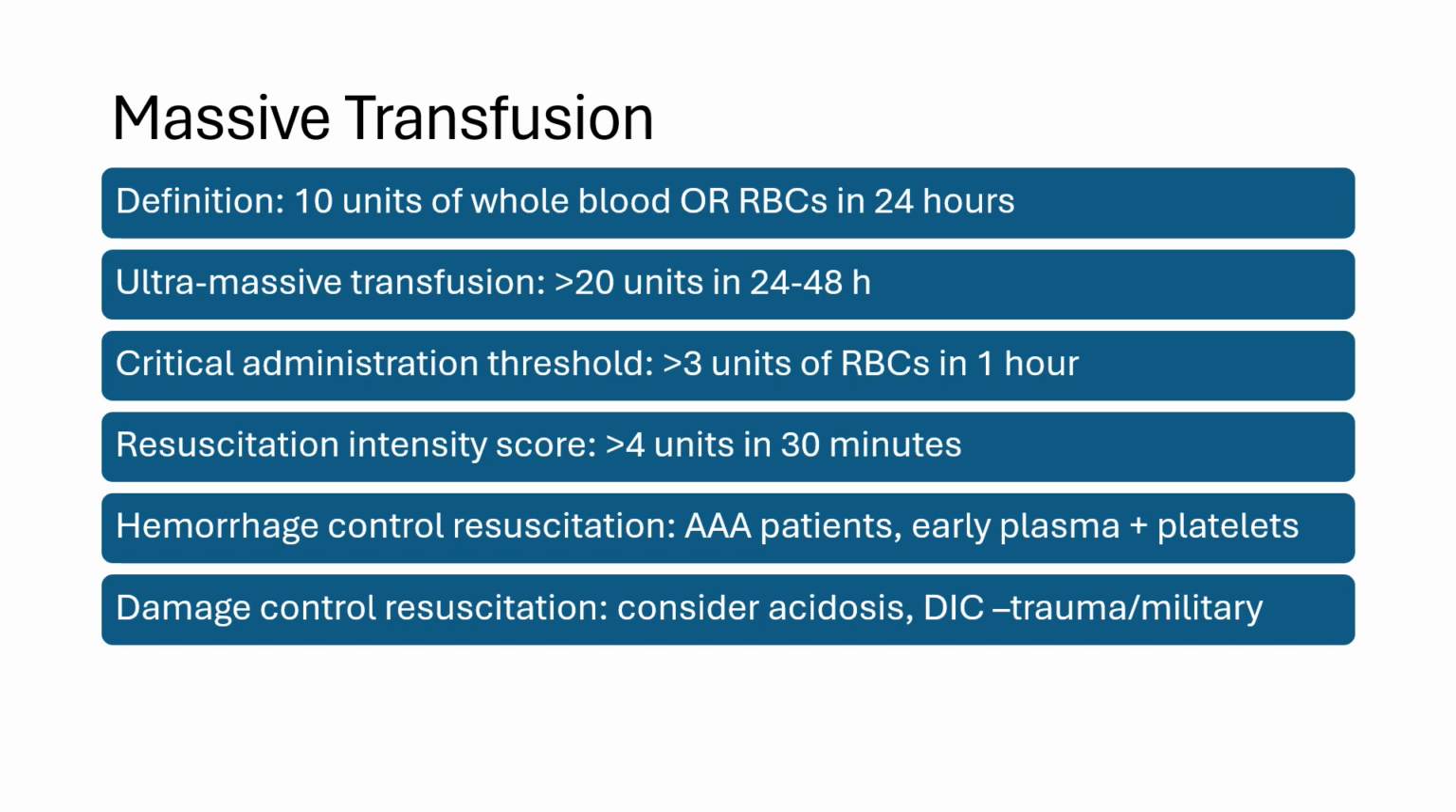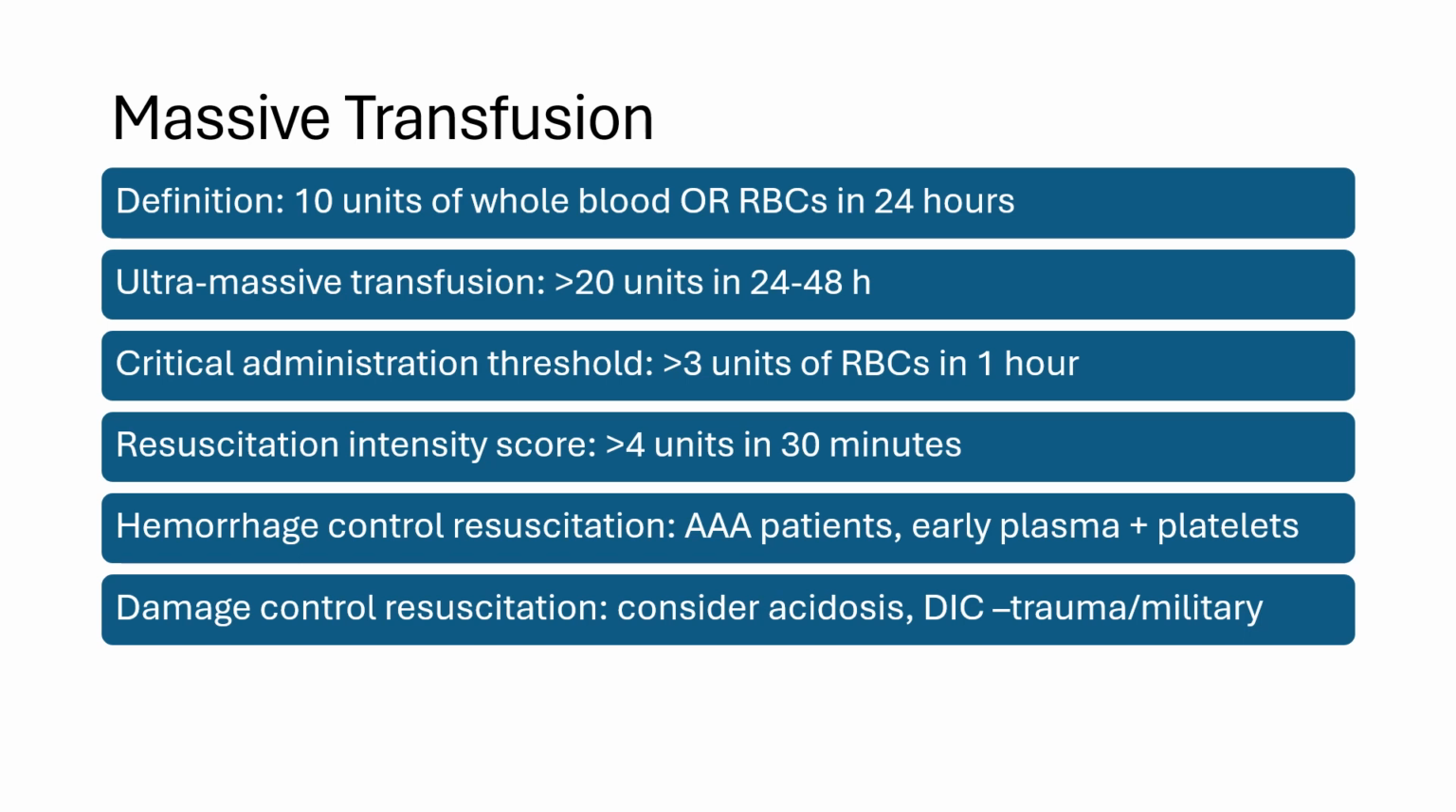And then you see that resuscitation intensity score. This you can see in a little bit more of like trauma at VA or Veteran Affairs hospitals. They've studied this, and that's requiring greater than 4 units of packed red blood cells within 30 minutes. Hemorrhage control resuscitation, it has been studied in abdominal aortic aneurysm patients, and basically it's the idea that you want to initiate early plasma and platelet resuscitation as you're undergoing a massive transfusion. And then damage control resuscitation, that is specifically in trauma, and the military will adopt this as well, that you need to consider acidosis in patients who are undergoing a massive transfusion protocol.